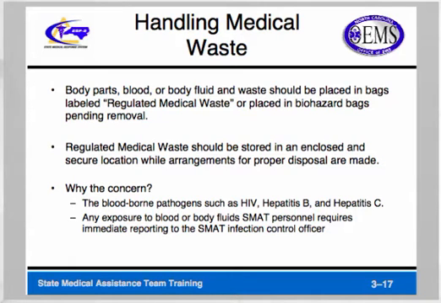These are areas of concern to prevent the spread of bloodborne pathogens such as HIV, hepatitis B, and hepatitis C. Also, any exposure to blood or bodily fluids by ESMAT personnel requires immediate reporting to the ESMAT team leader or infection control officer.